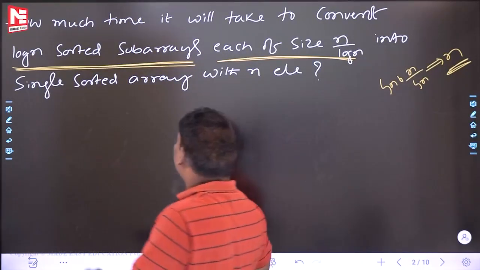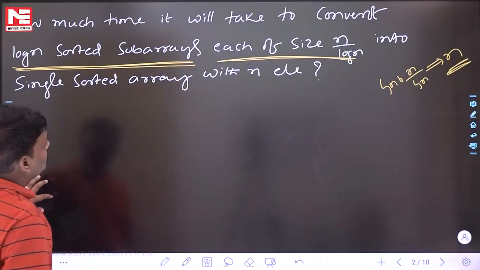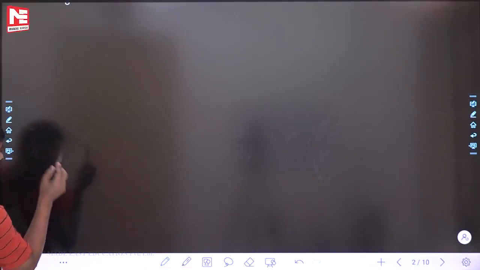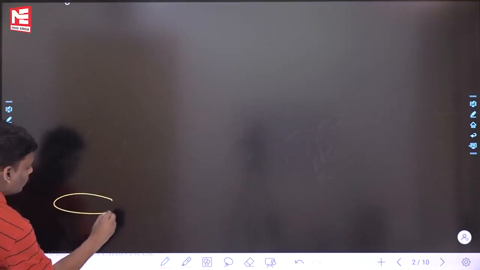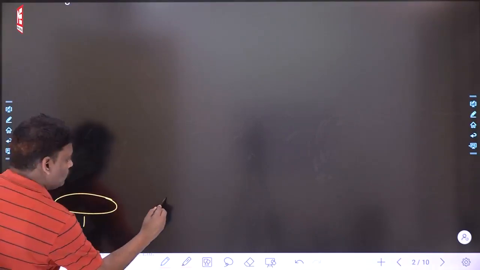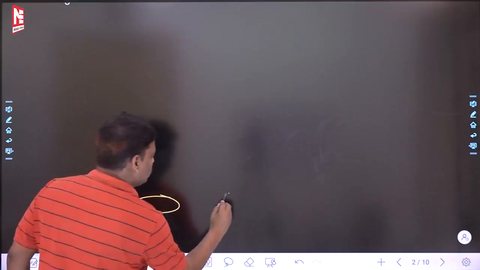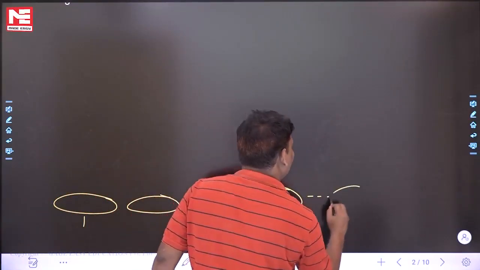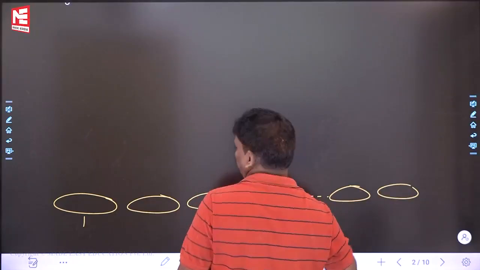So until now I explained the problem. Now I will give the answer, how to solve this problem. Let's check here. I am starting. Make sure that from now onwards you are careful with this problem. See this: first group, second group, third group, fourth group, and so on. Fifth one, sixth one. Like that some groups are there.